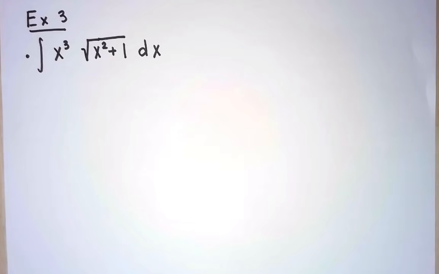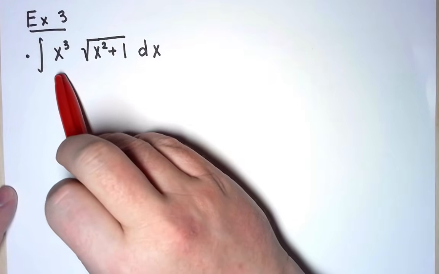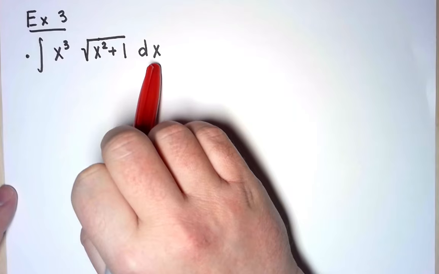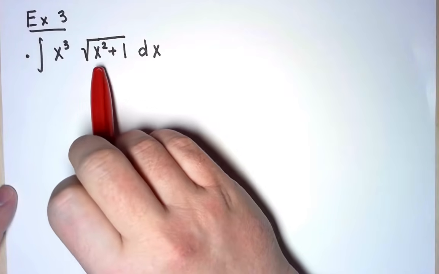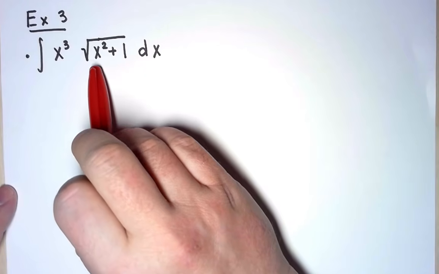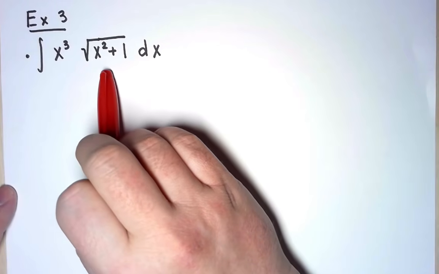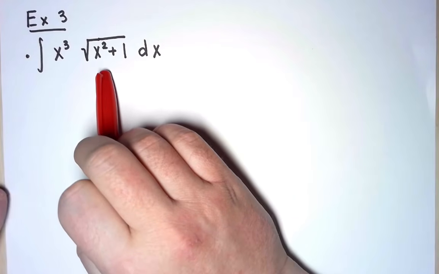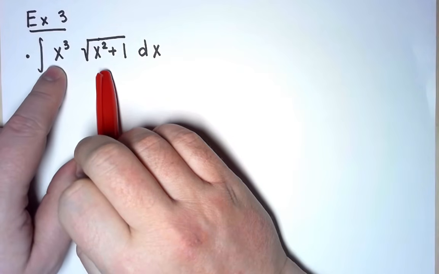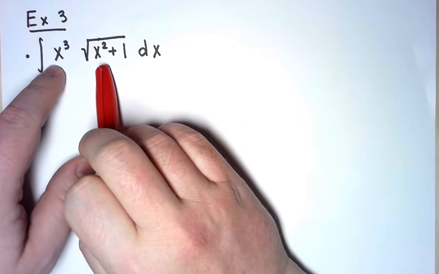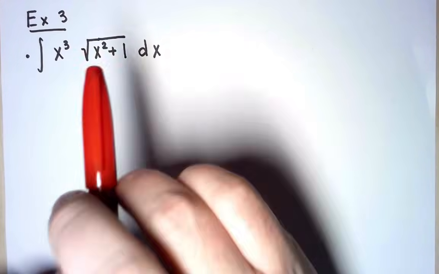For my last example, I will integrate x cubed times the square root of x squared plus 1 with respect to x. The part that makes this difficult is the square root. I am tempted to try a substitution, u equals the thing inside the square root, to see if it simplifies this. However, this problem is not as straightforward as the previous two. What I have outside of the square root is not simply the derivative of what I have inside the square root.